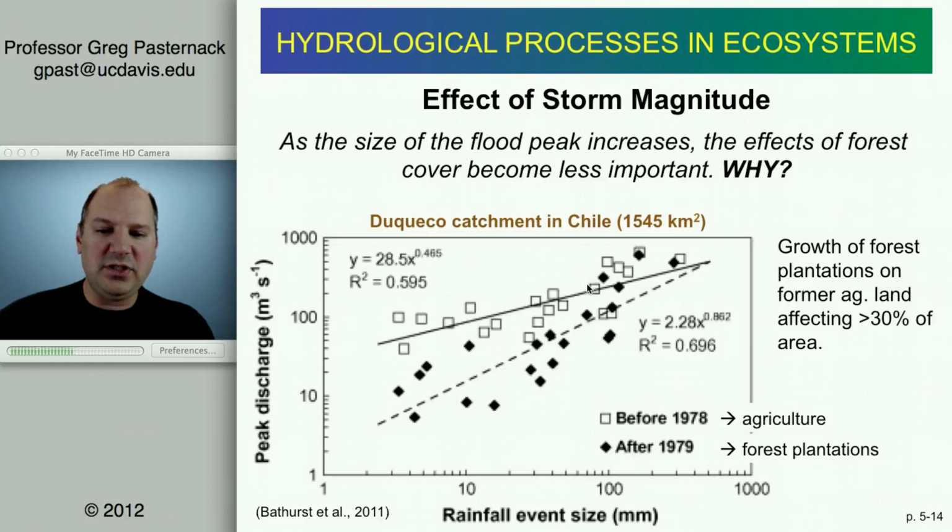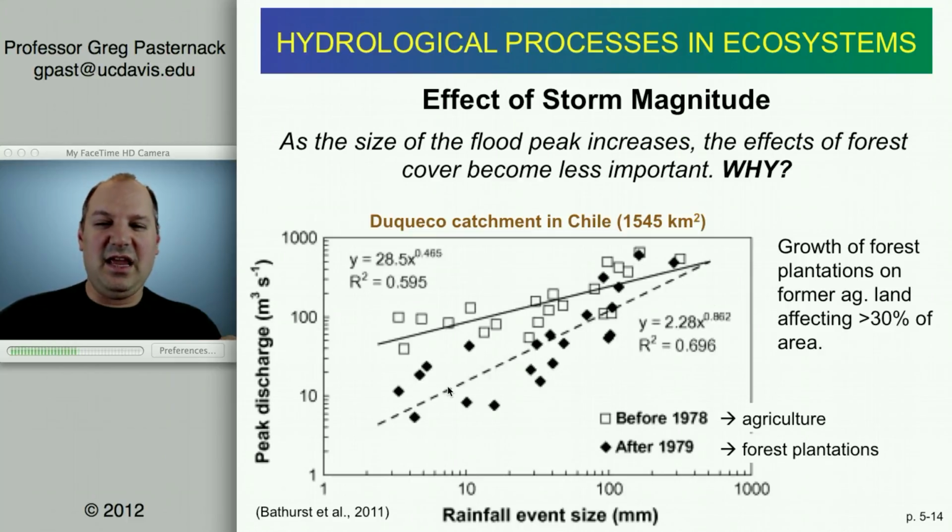So if you look at the open squares, you see the relationship, and now this is R squared, not R. So 0.6, that's a much more robust relationship than what we saw from the China data. And then you can see that as you go from agriculture to forest plantations, the peak discharge decreases significantly. For example, for a rainfall event size of 10 millimeters, we go from about 90 cubic meters per second down to an average of about 10 cubic meters per second. So it's a significant effect on storm magnitude.